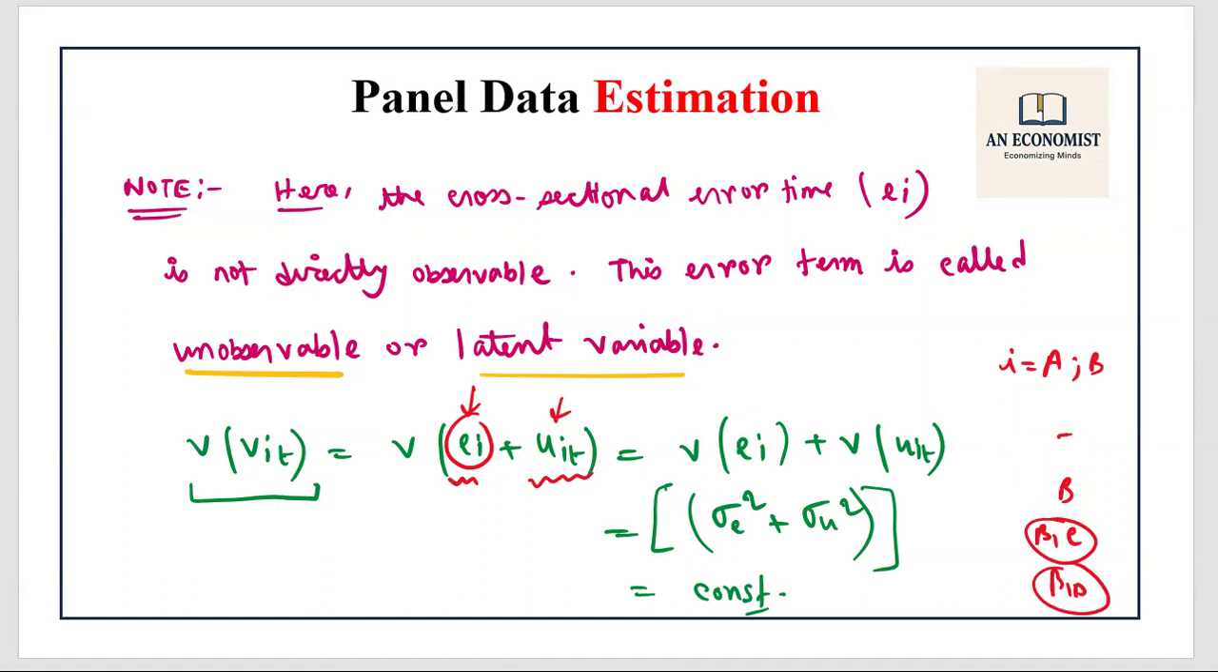But here, in the random effect model, if you vary I, what will happen? The intercept, the constant part, is there. The constant part is not changing, but the error term is changing. This will be the first thing.